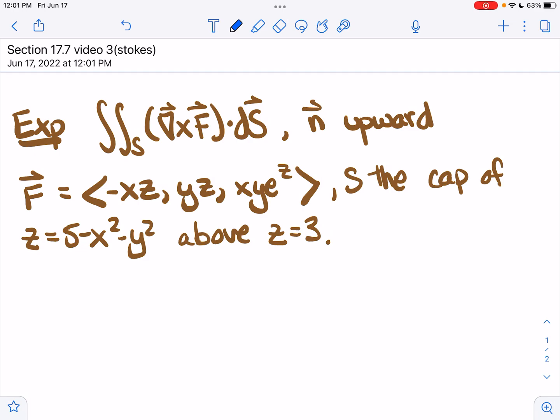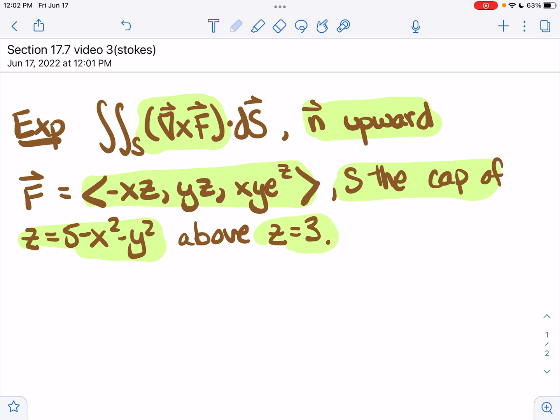Another Stokes theorem example, we're asked to find the flux of the curl of f. And when you see that curl in there in a flux integral, in a surface integral of a vector field, that's a good indication that you might want to think about Stokes theorem. We are given an orientation for the surface, we're given the function to integrate, and we're given the surface itself.